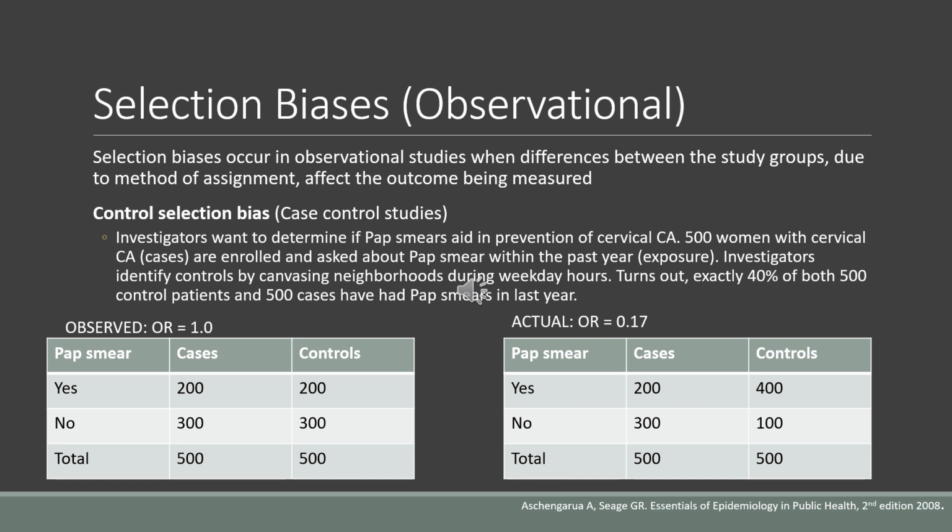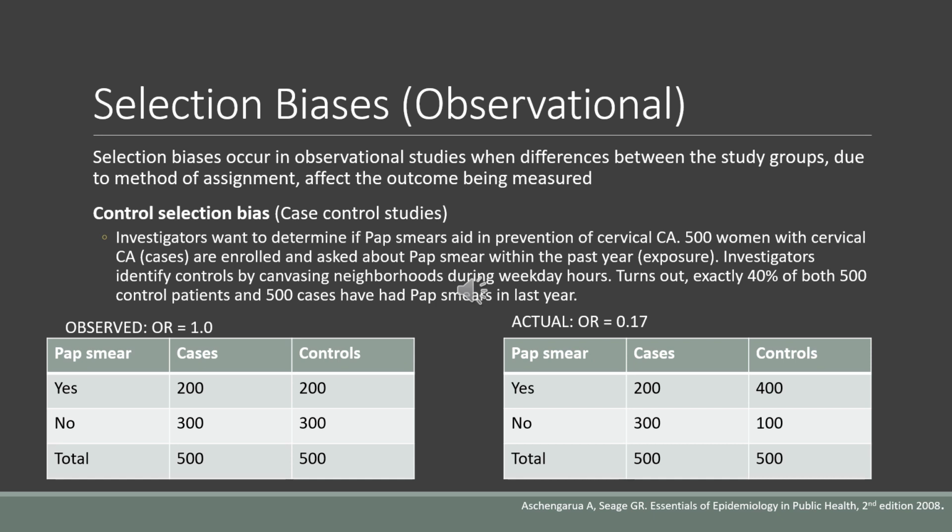Let's look at selection biases in the context of an observational study. Selection biases occur in observational studies when differences between the study groups due to the method of assignment or recruitment affect the outcome that is being measured. This can be on a control or on an exposure, but let's first look at controls. Control selection bias is common in case control studies.